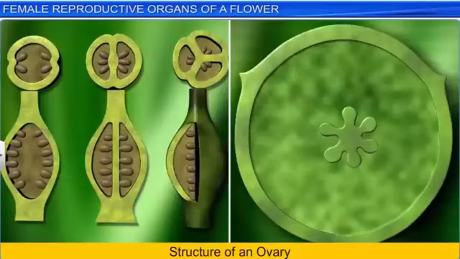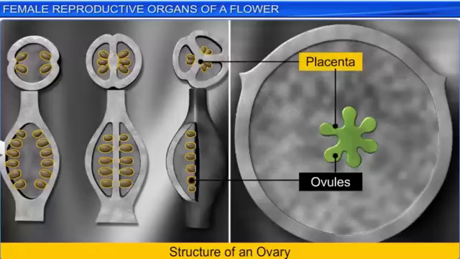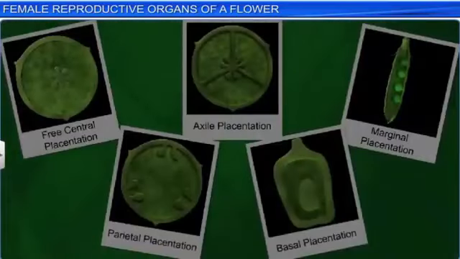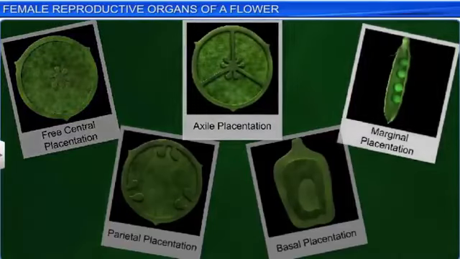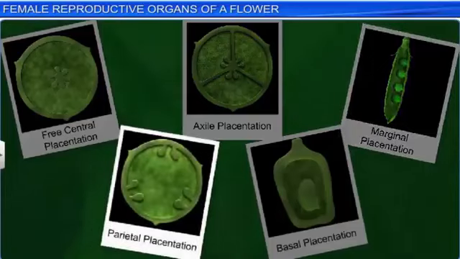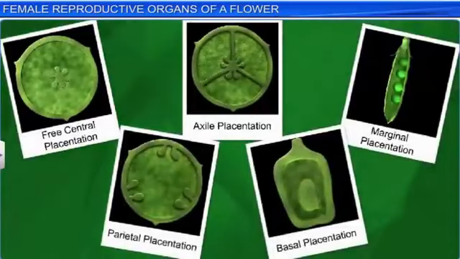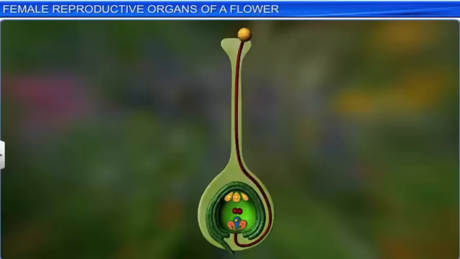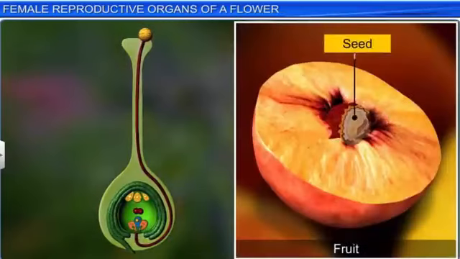Within the locule, you will find ovules or megasporangia that are attached to the ovary wall in a region called the placenta. These ovules may be arranged in free central, axile, marginal, parietal, or basal placentation. Moreover, after fertilization, the ovules form seeds, while the ovary develops into a fruit.